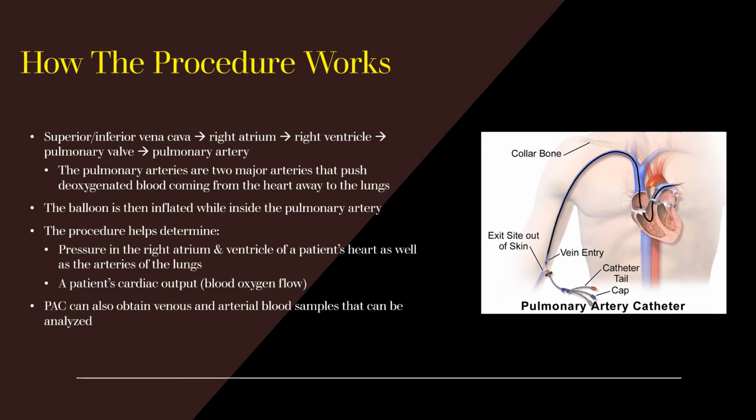The balloon is then inflated while inside of the pulmonary artery, and this procedure helps determine pressure in the right atrium and ventricle of a patient's heart, as well as the arteries of the lungs, and is also used to help determine the patient's cardiac output, also known as their blood oxygen flow. PAC can also obtain venous and arterial blood samples that can be analyzed.